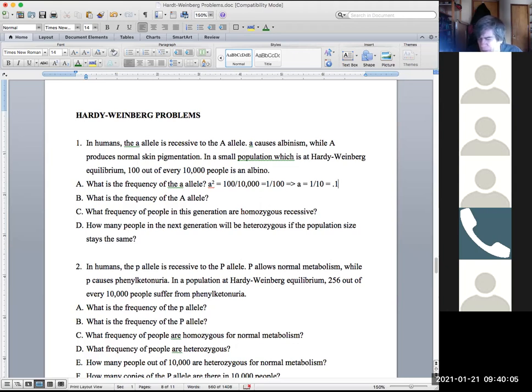9,900 of them have normal skin pigmentation, but the frequency of the little a allele is 0.1. 1 in every 10 alleles is the allele for albinism. Why? Because most of these alleles are hidden in people who are recessive.